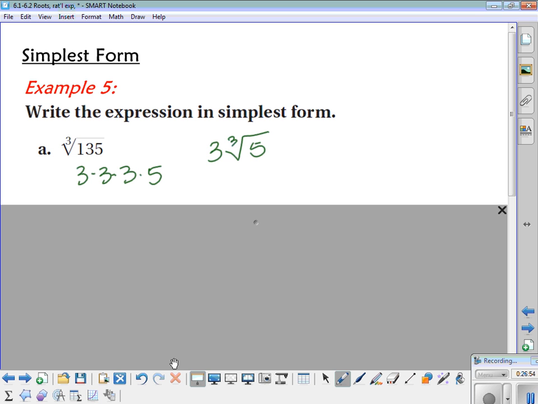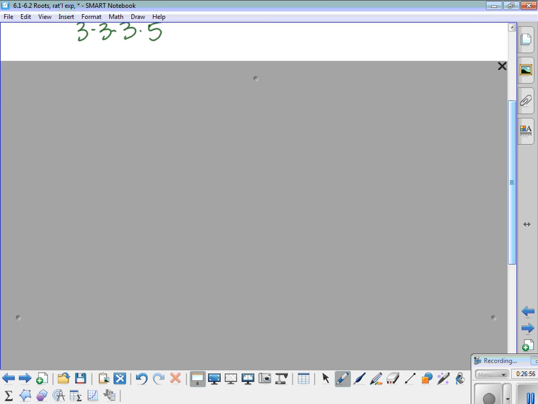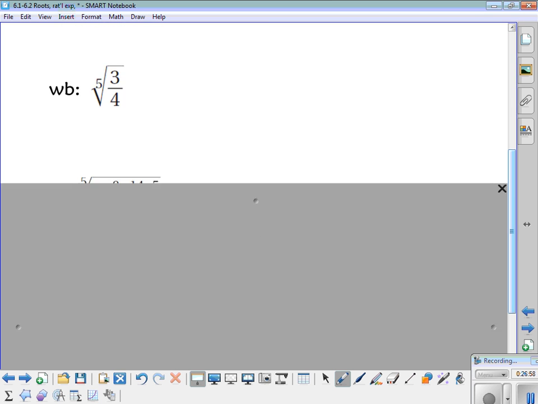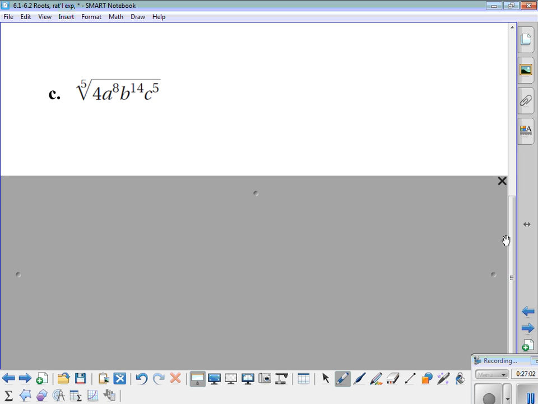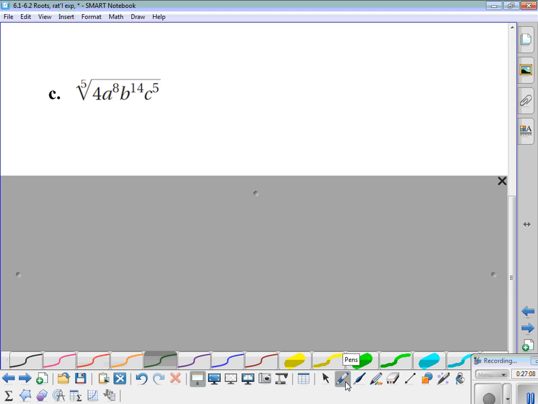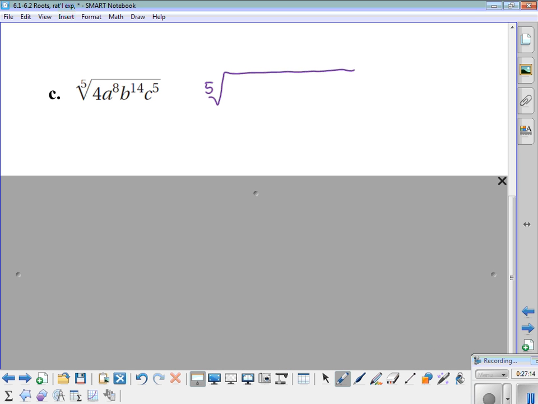And then one more example with the radicals. I know we're running short on time, so I want to make sure I give you this one. Okay, so this is what I was talking about before, where not everything's going to divide evenly. I can't take the 5th root of 4. That's just going to stay the way it was. But my a to the 8th, I can think of that as a to the 5th times a cubed, right? And my b to the 14th could be b to the 10th times b to the 4th.